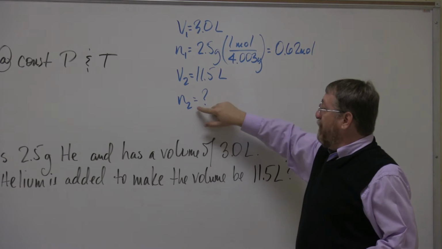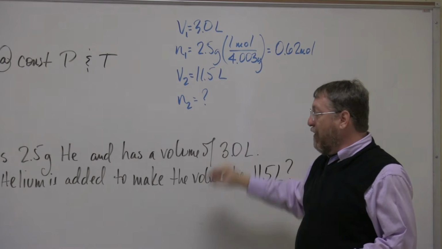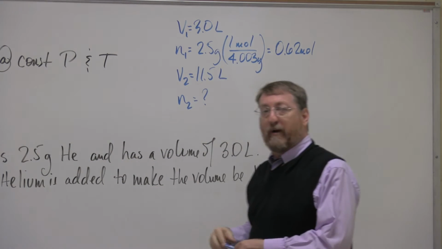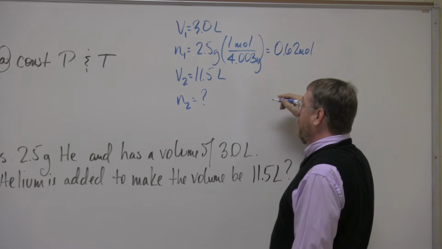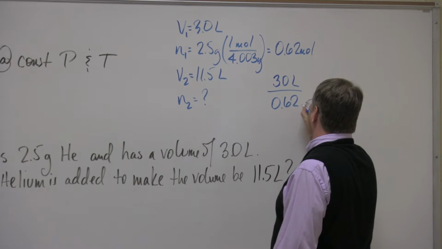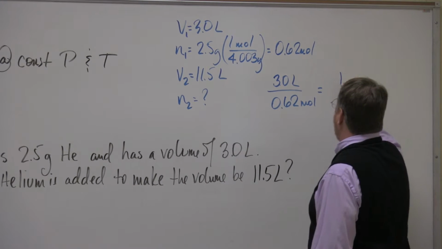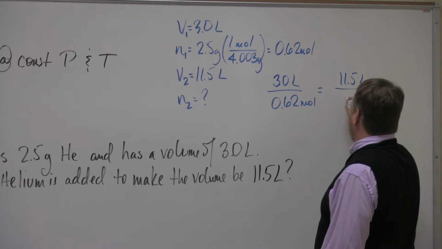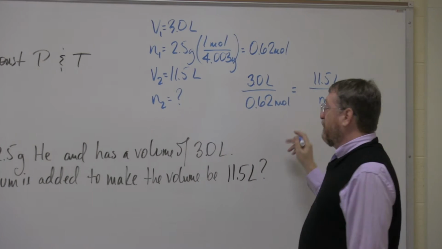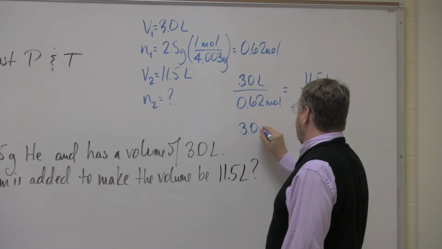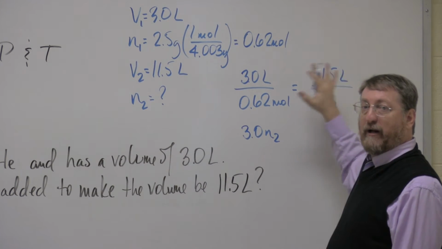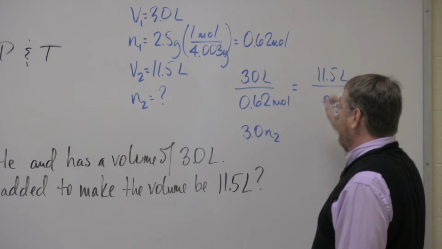So I'm going to solve for the number of moles of the gas at the end. But notice, the problem asked me how many were added. So I'm going to take the difference between the two to show how many have been added. Well, V1 over N1 equals V2 over N2. So 3.0 liters over 0.62 moles equals 11.5 liters over N2. An easy way to solve this is just to cross multiply. So if I cross multiply, I'm going to get 3.0, dropping the units, because the units all match. Liters, liters, moles, moles. They must match. You cannot have different units for a variable in the same problem.